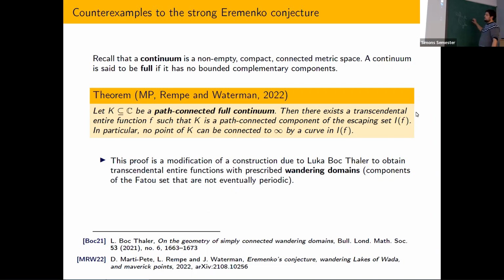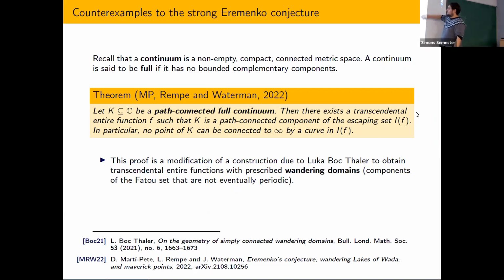Then we show that there is a transcendental entire function for which this exact set is a path connected component of the escaping set. So here I should remark that this set does not just approximately look like or is homeomorphic to a component of the escaping set, but here we're talking about the exact same set itself. So you give me a set, and this theorem gives you the function for which the exact same set is a path connected component of the escaping set.